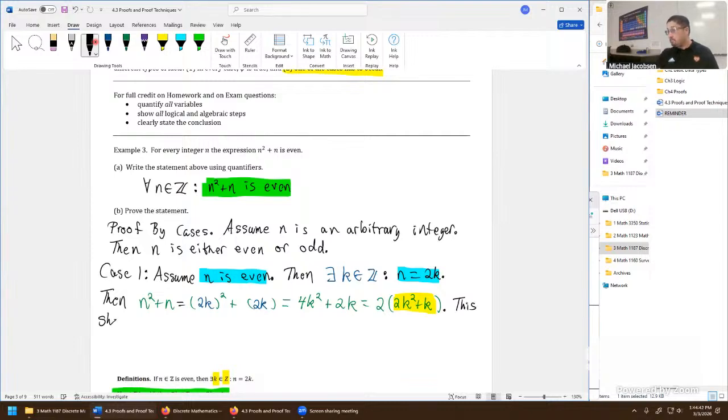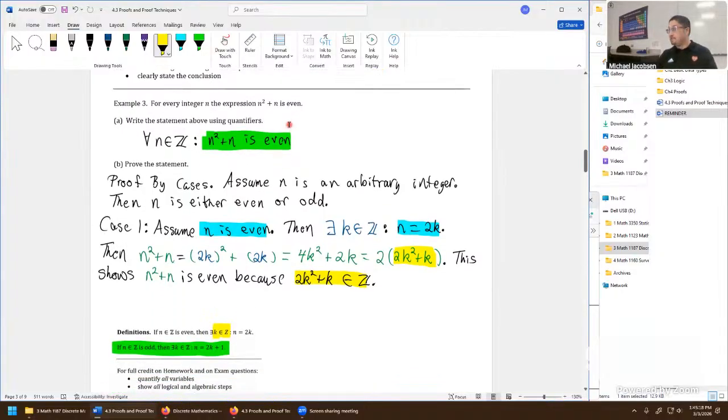This shows n squared plus n is even. That was weird. That kind of updated slowly. Is even because 2k squared plus k is an integer. I'll just write it out this way using the set membership condition. If we can get to this statement right here, finding an integer that got doubled, which is equal to the original n squared plus n, we arrived at evenness. Well, any questions at all, folks, getting to that step there?